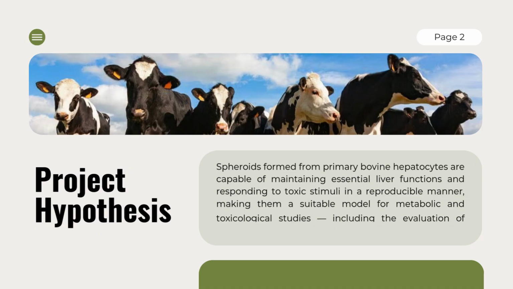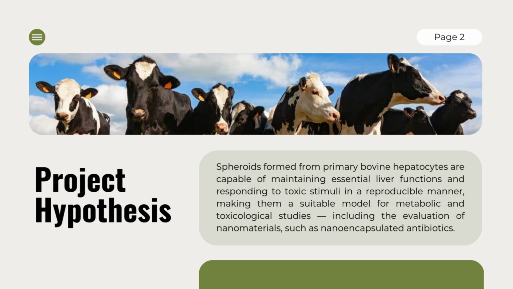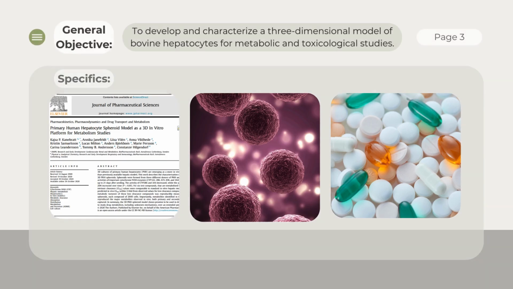Having said that, our main hypothesis is that spheroids formed from primary bovine hepatocytes are capable of maintaining essential liver functions and responding to toxic stimuli in a reproducible manner, making them a suitable model for metabolic and toxicological studies, including the evaluation of nanomaterials such as nanoencapsulated antibiotics.